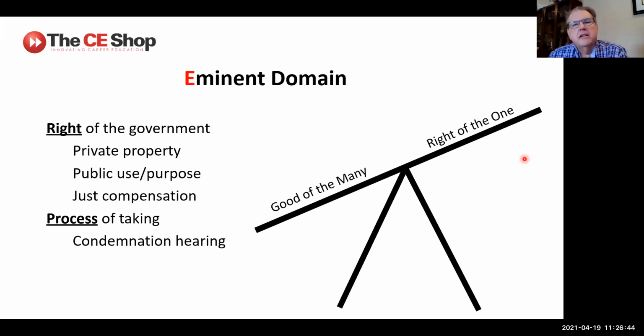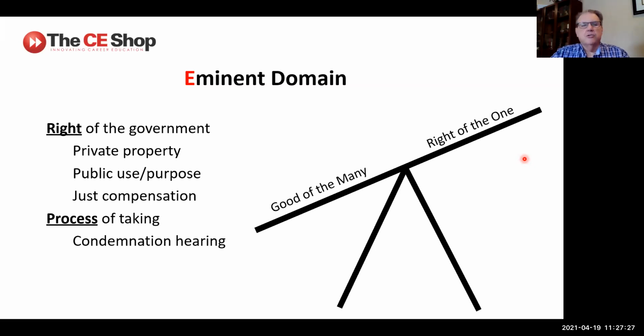So eminent domain, that's part of PETE, you'll remember. Police power, eminent domain, taxation, and escheat. The right of the government to take your property is eminent domain. So they go to court and they prove to a judge that the public's rights and interests are better served by some other use. We need to have a highway here, not a house. The government gets permission from the court, and sure enough, they are granted the eminent domain action.